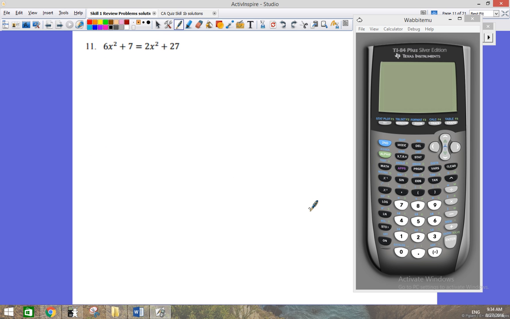So here we have a quadratic equation, pretty straightforward. We don't even have a linear term, so we'll get x squared by itself. So if I subtract 2x squared from each side, subtract 7 from each side, and divide by 4, positive or negative square root of 5 is the solution there.